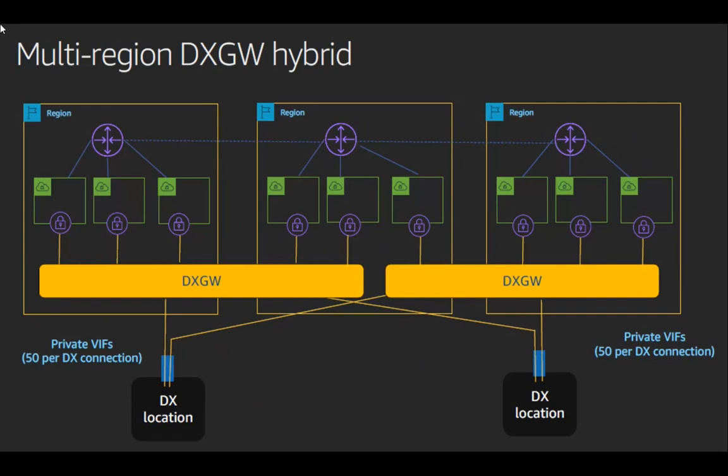Then we will have our Direct Connect gateways, and let's say we are going with private virtual interfaces. So you can have 50 per Direct Connect connection. So if you have a Direct Connect location, you can connect up to 50 Direct Connect connections. So remember, all of the lines in yellow are Direct Connect connections. So you can have up to 50 connections. You can use gateways, you can use transit gateways. It's up to you, but 50 Direct Connect connections are supported with private VIFs.